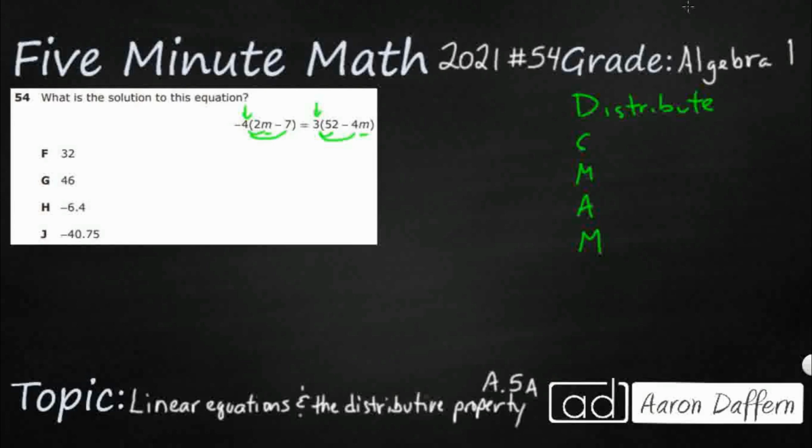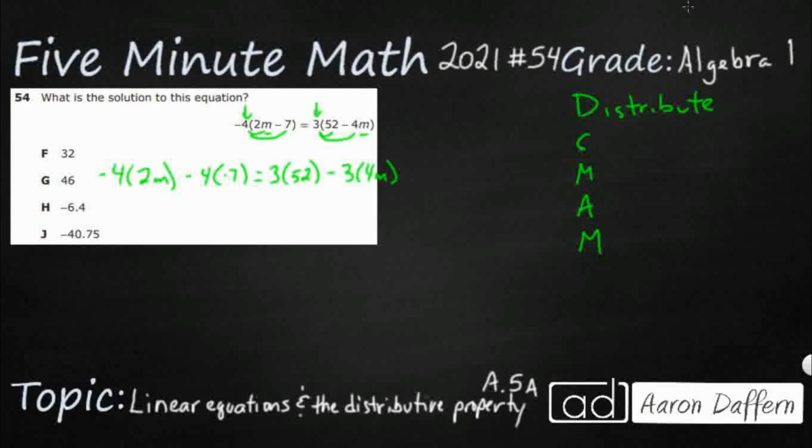So let's start with this. We got -4, and then we're going to multiply that by 2m. And then we've got a -4, and we're going to multiply that by -7. So we've got two negatives that are going to end up making a positive right there. Then we'll do the same thing over here, 3 times 52. And then we're going to minus 3 times 4m.